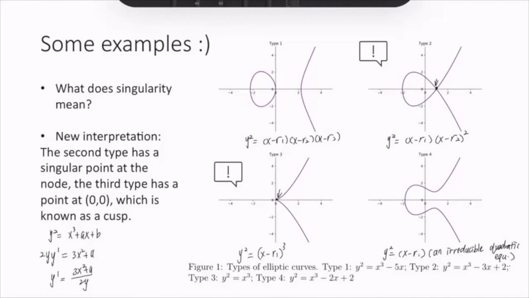This directs us back to a problem from primary school: 0 divided by 0. It doesn't exist. Then we shall derive 3x squared plus a is equal to 0, and 2y is equal to 0. And we solve this system of equations.